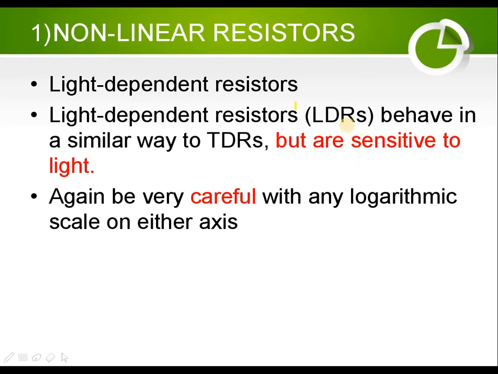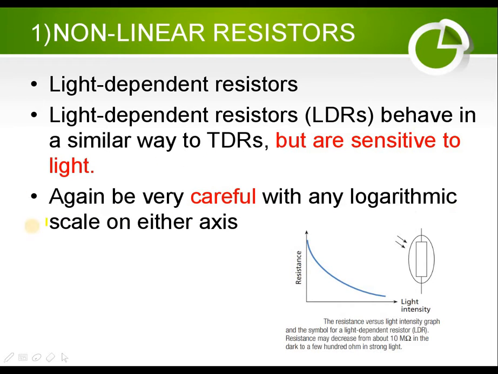Okay, the light dependent resistor is the same as what we discussed for the temperature dependent resistor. The difference is that they operate on light, while in the previous case the resistance depended upon the temperature. In this case they are sensitive to light. Again, be careful with the logarithmic scale on either axis. This is the same kind of graph, just with light intensity. When light intensity is increased, the resistance is decreased. This is again an NTC, with the resistance versus light intensity graph and the symbol for a light dependent resistor.